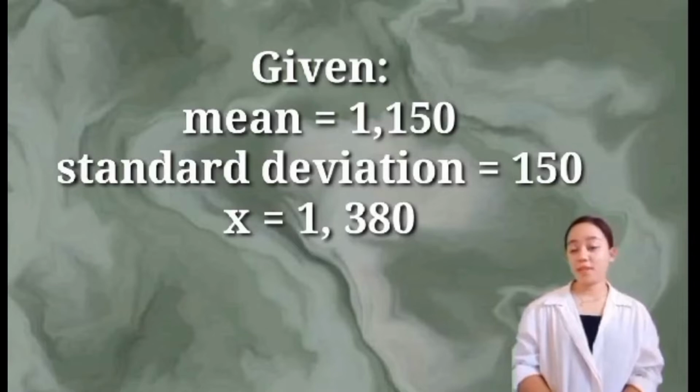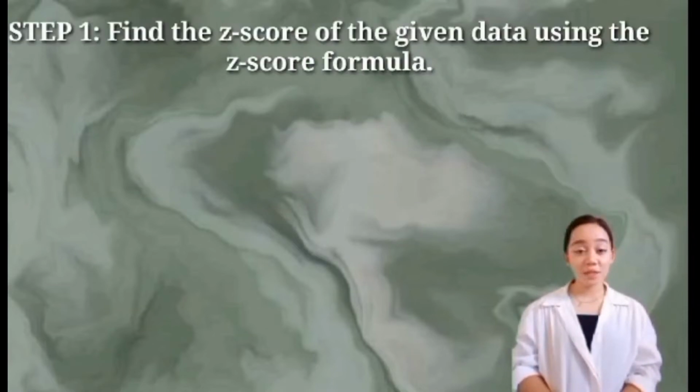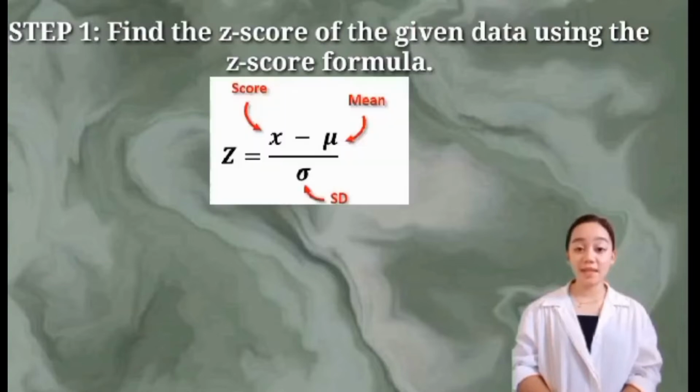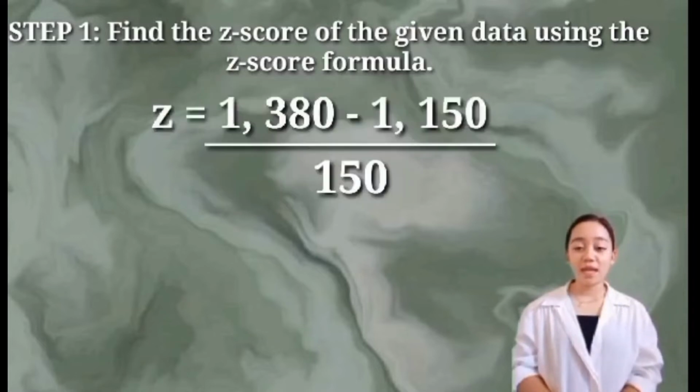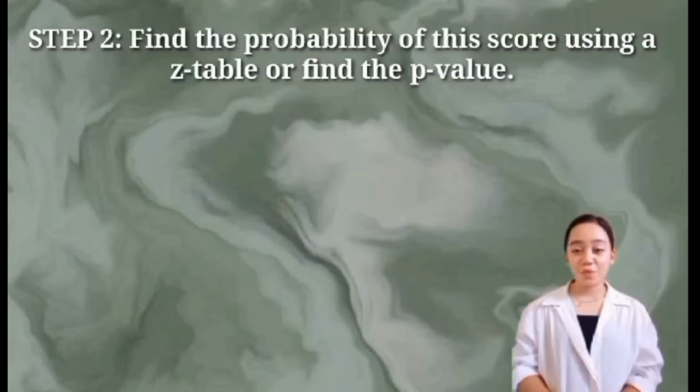So for the solution, step 1, we need to find the z-score of the given data using the z-score formula, that is, z is equal to x minus mu over lowercase sigma. Then let us substitute the values. So z is equal to 1,380 minus 1,150 over 150, and that is equal to 1.53.